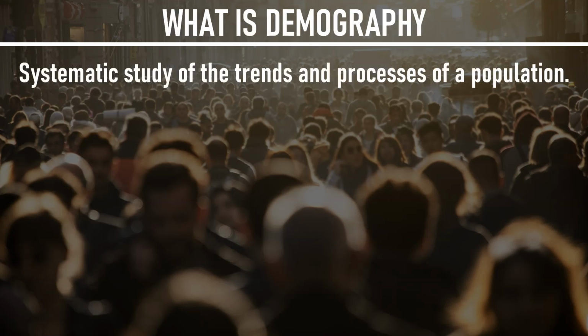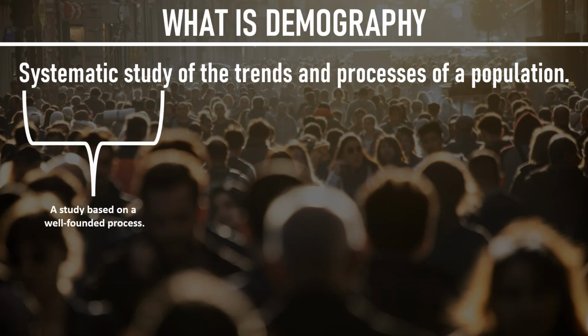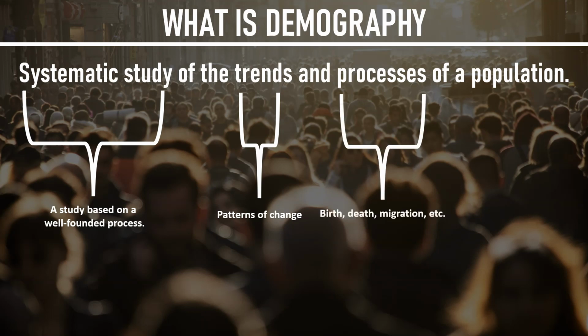What is demography? The definition is a systematic study of the trends and processes of a population. If we break this definition down, we have a systematic study, which means a study which is based on a well-founded process. So there's a system of the study, it's comprehensive and intensive study of something. Trends means the patterns of change, so whether it be increasing, decreasing, or stabilizing, these patterns are referred to as trends.